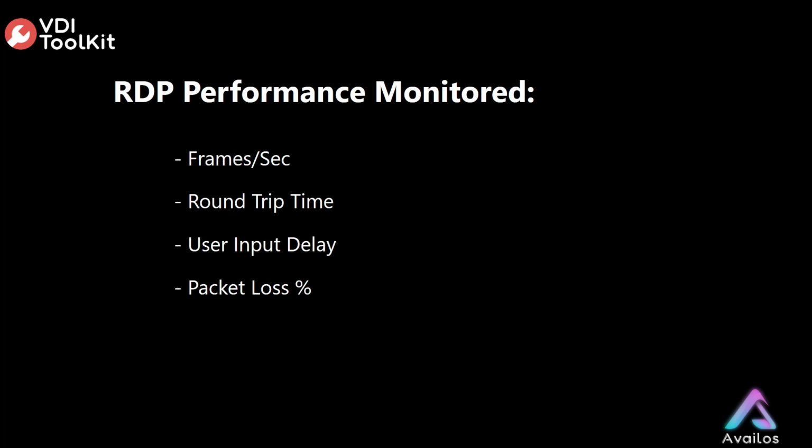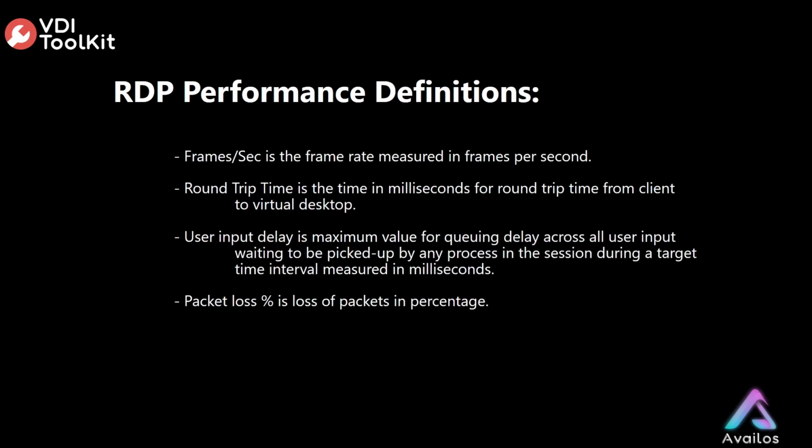Lastly, we have the RDP performance, which we monitor frames per second, round trip time, user input delay, and packet loss percentage. Frames per second is the frame rate measured in frames per second again. Round trip time is the time in milliseconds for round trip time from the client to the virtual desktop.